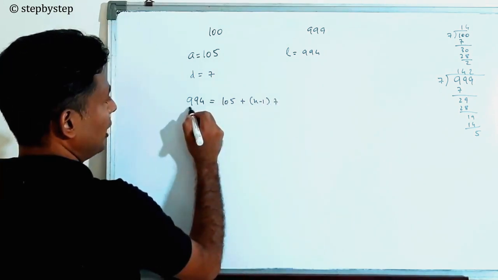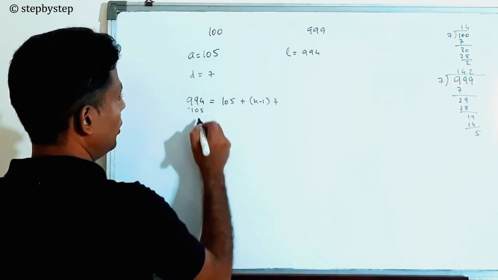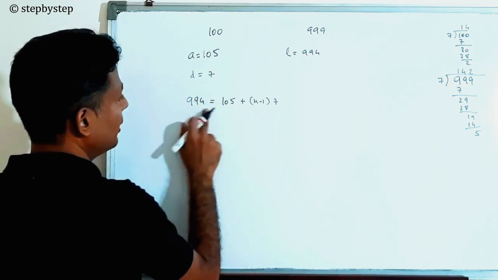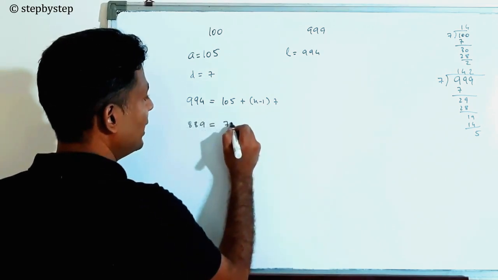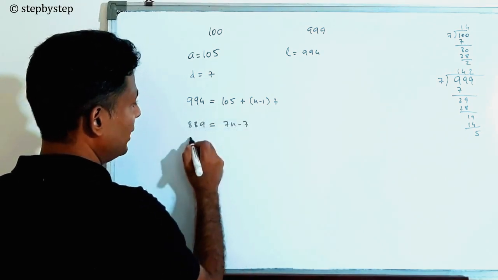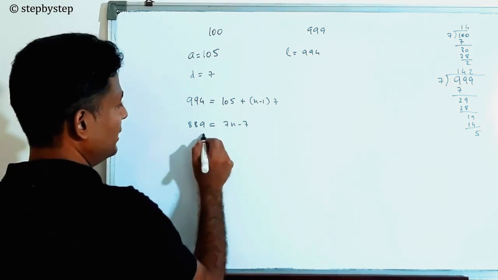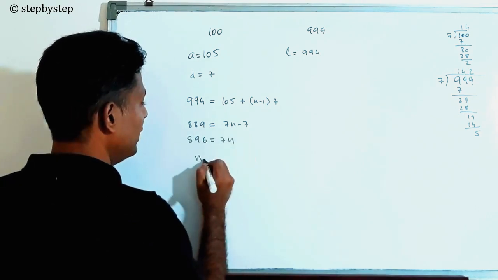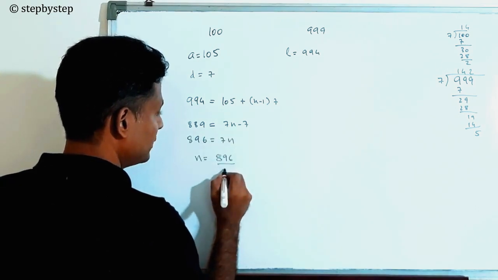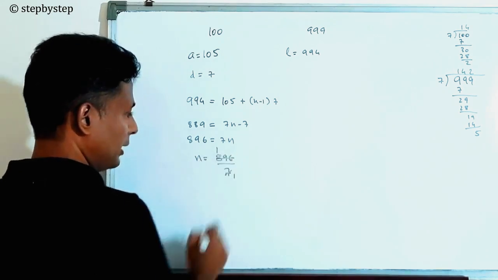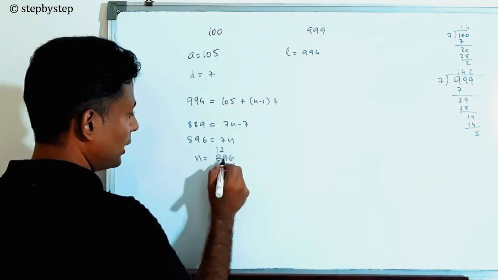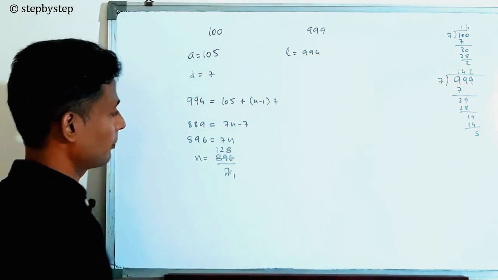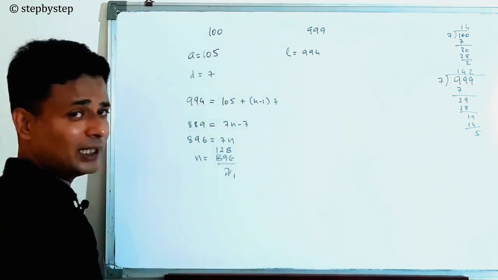I transpose this, so I have to subtract 105 from this. So what do I get? 994 minus 105 is 889. So I get 889 equal to 7n minus 7. I transpose minus 7 here, it becomes plus 7. So 889 plus 7 is 896. So n equal to 896 by 7. 7 times 1 is 7, 19, 2 times 7 is 14, 19 minus 14 is 5, 56, so 8. So I got the value of n as 128.